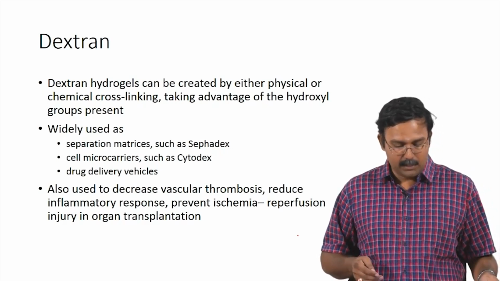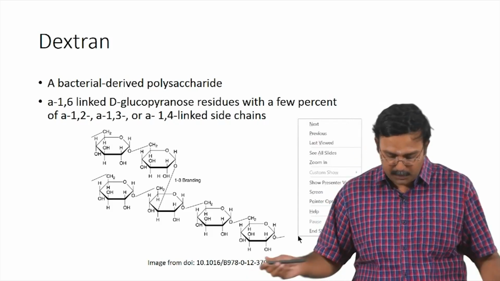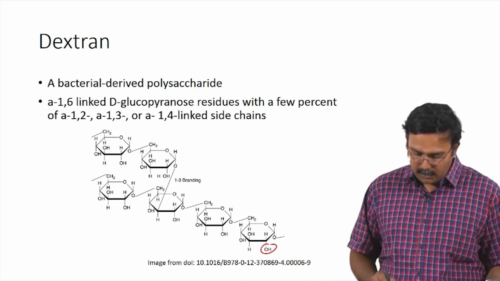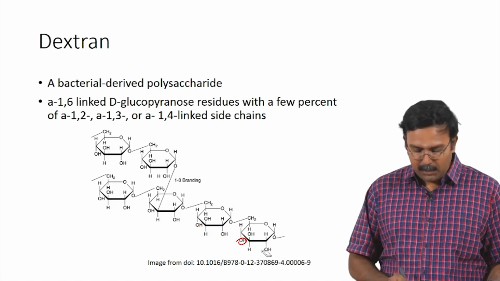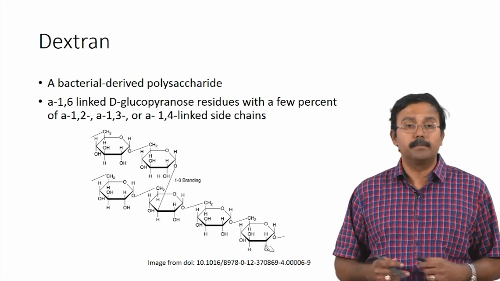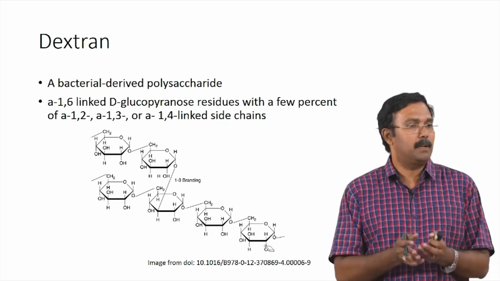See, as you see here, the structure shows a lot of hydroxyl groups that are present, right. So, you have hydroxyl groups everywhere. So, because there are so many hydroxyl groups, it is actually easy to cross link them. You can actually have simple hydrogen bonding as physical cross linking to form nice hydrogels.